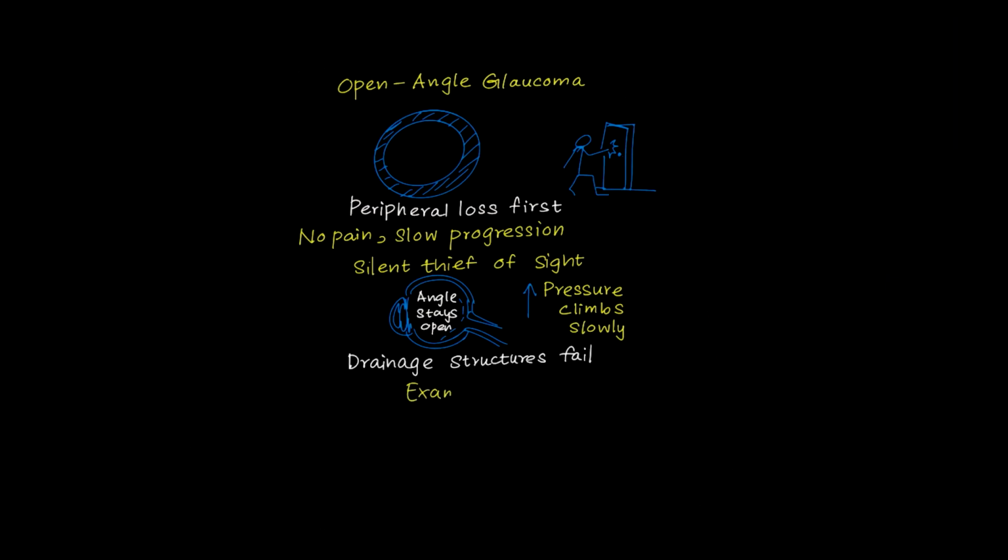Acute angle closure would bring severe pain, nausea, and halos, not a quiet peripheral loss. Retinal detachment flashes lights and drops a curtain across vision suddenly. Eye trauma shows obvious injury findings.